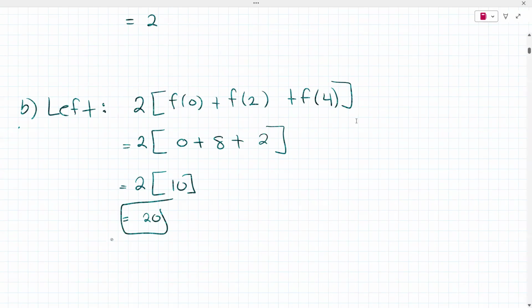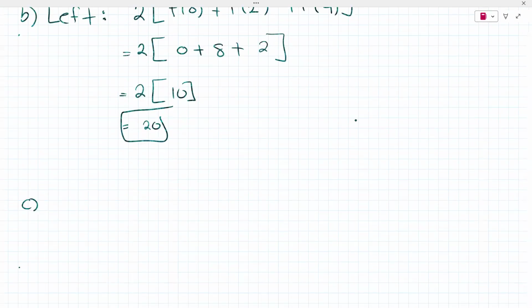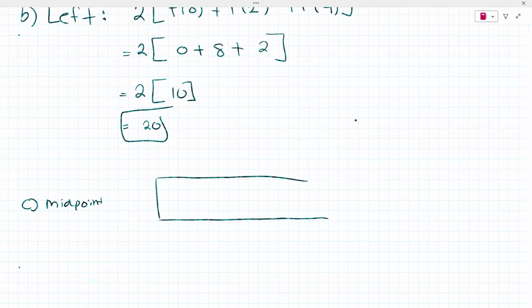Now let's do the midpoints. So let's kind of redraw this. We're going from the midpoint. So here's trapezoid. It's going to be 2, 4, and 6.